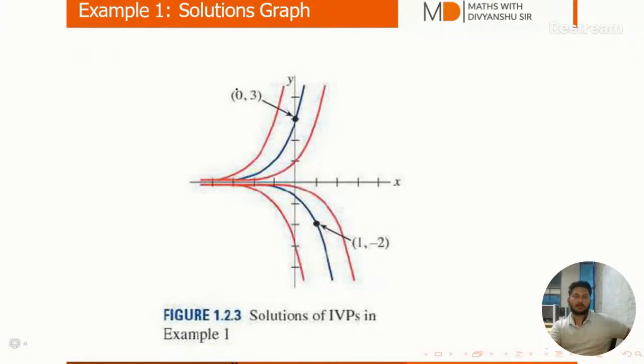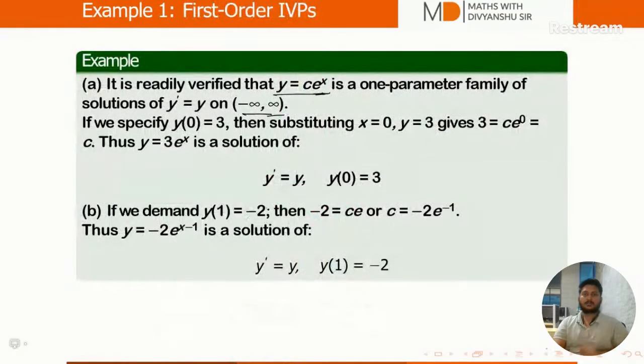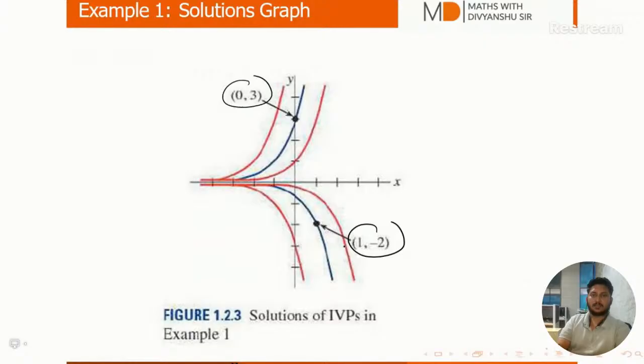When you take this point 0 comma 3, and here is 1 comma minus 2, how does it come? It comes by substituting x is equal to 0, y is equal to 3. It gives you 3 is equal to c e to the power 0, which is equal to c. So y is equal to 3 e to the power x is also a solution for this first order initial value problem. When you take the derivative, which is also equal to y, then y(0) is equal to 3. So these are the first part, and the graph looks like this.